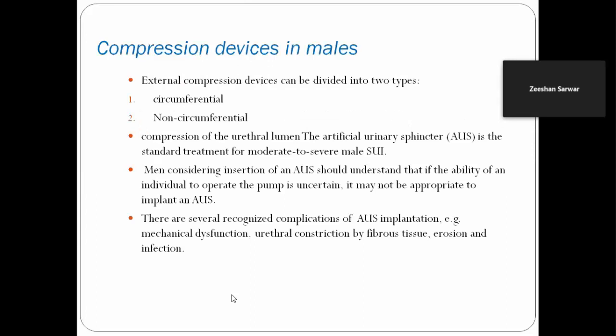Compression devices in men. External compression devices can be divided into two types, circumferential and non-circumferential. Compression of the urethral lumen by the artificial urinary sphincter is the standard treatment for moderate to severe male stress urinary incontinence. Men considering insertion of an artificial urinary sphincter should understand that if the ability of an individual to operate the pump is uncertain, it may not be appropriate to implant an artificial urinary sphincter. There are several recognized complications of artificial urinary sphincter implantation, which include mechanical dysfunction, urethral constriction by fibrous tissue, erosion, and infection.